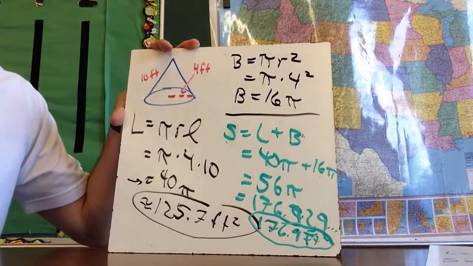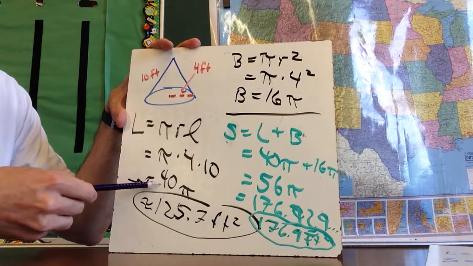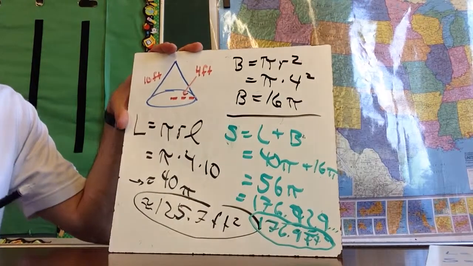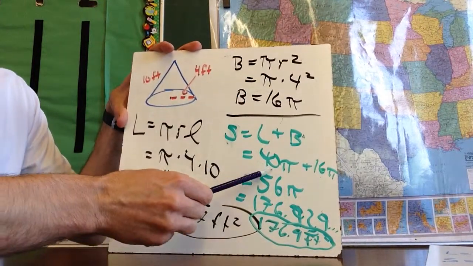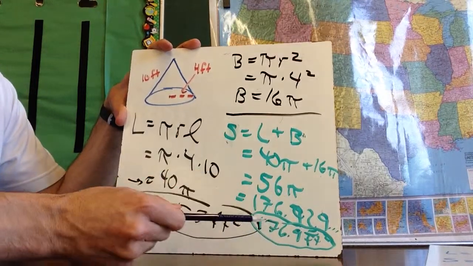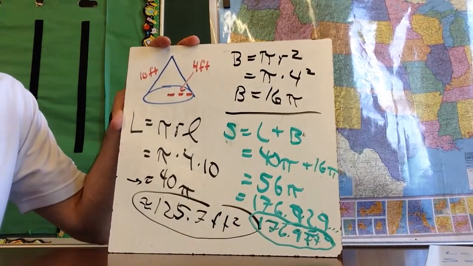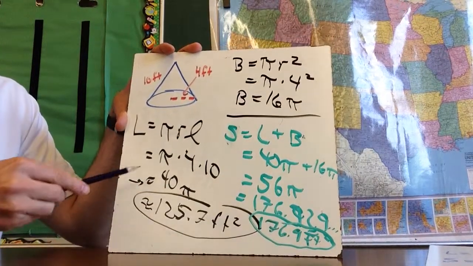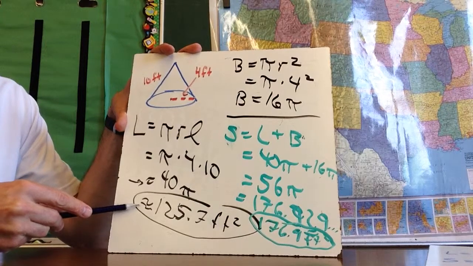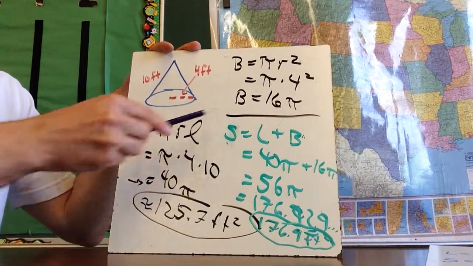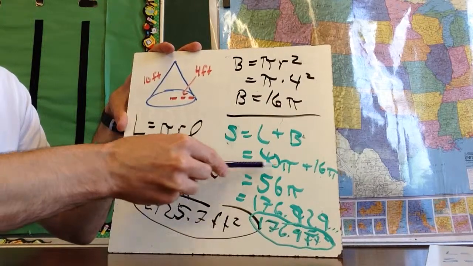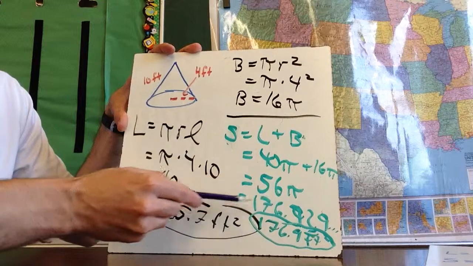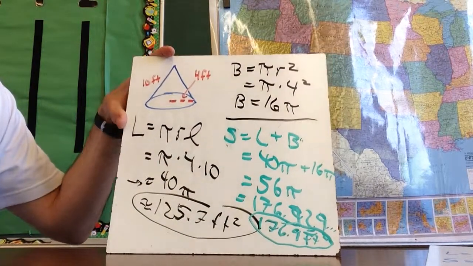The idea here is that you don't want to round until the very last step, which is why I kept this as 40 pi and I kept this as 16 pi instead of going 16 times 3.14. Because if you round, then this number is rounded and this number is rounded, and then you're going to round again down here. You're just doing too much rounding. So right now, the only time I rounded was when I got down to here. If I leave this as 40 pi and I leave this as 16 pi, I'm not rounding here. Then I get to 56 times pi, and that's when I multiply them together, and I round as my very last step.